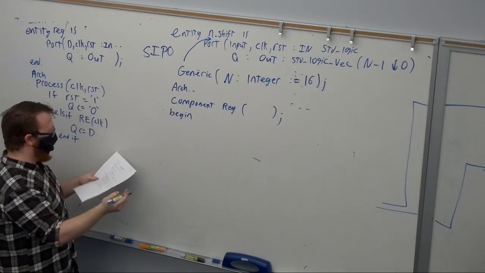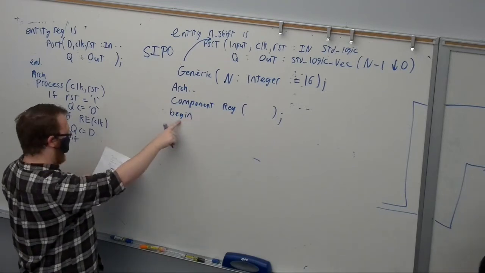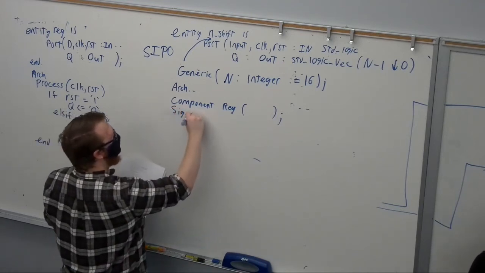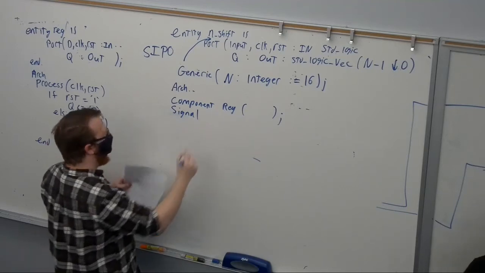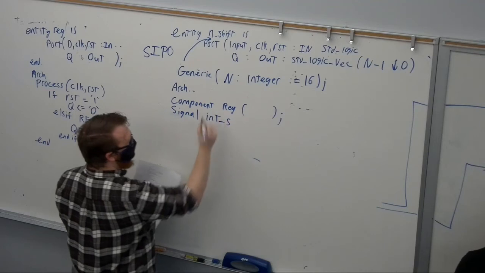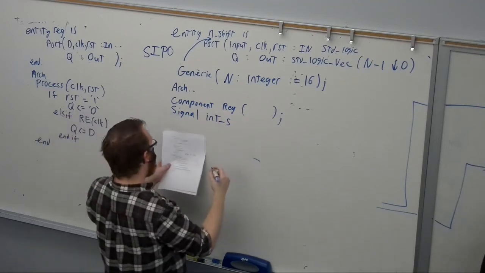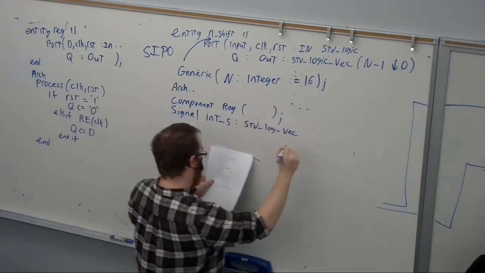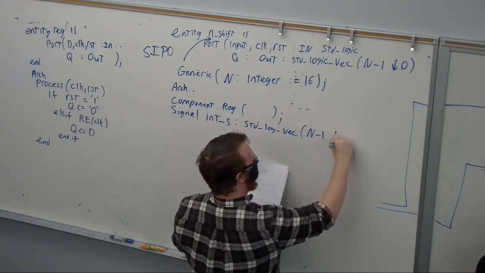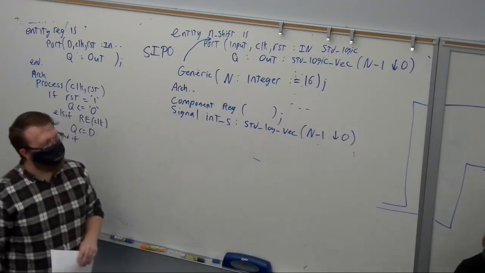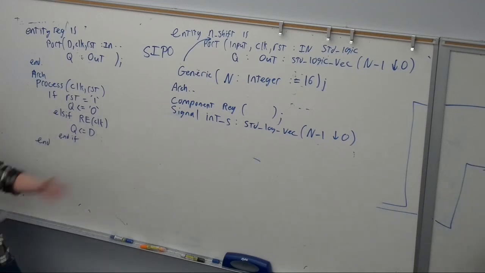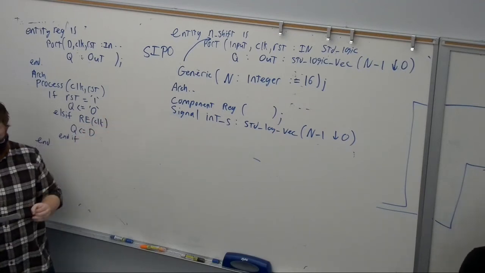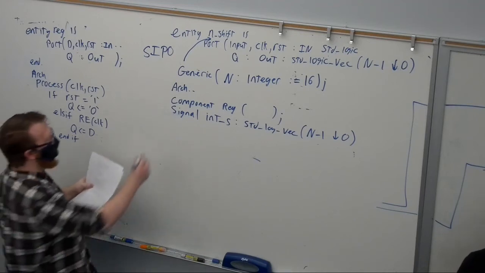Then I begin the architecture. So architecture, declare the component, begin. Now, the one thing I do need to do before that, and you'll see why I don't want to come back and erase this later, is I'm going to have a signal that is going to be an internal signal. So I'm going to call it just int_s, internal signal. And it's going to be a std_logic_vector that is n minus 1 down to 0. Again, I'm using that n. I'm literally going to write n in my code. Okay, then I can begin.